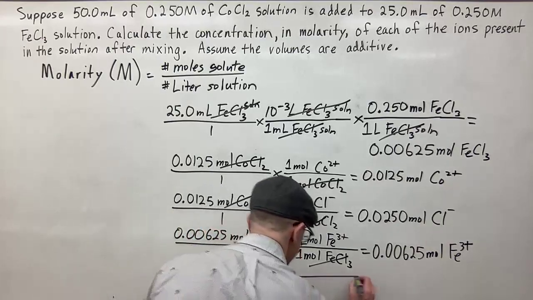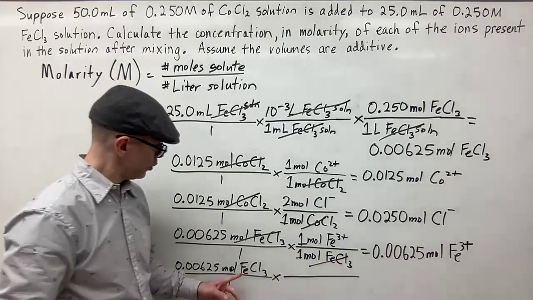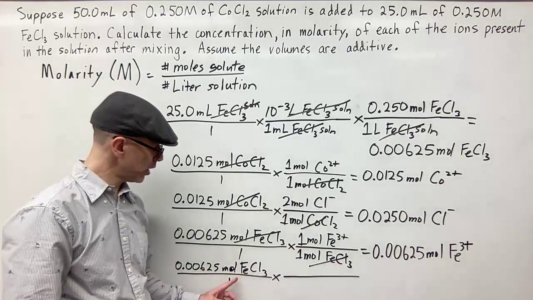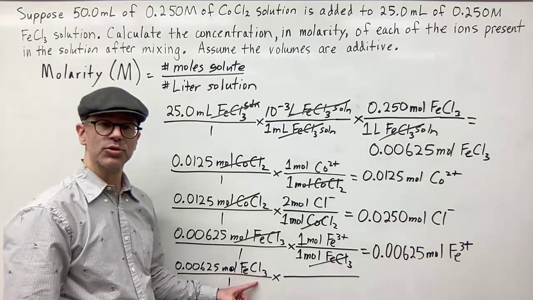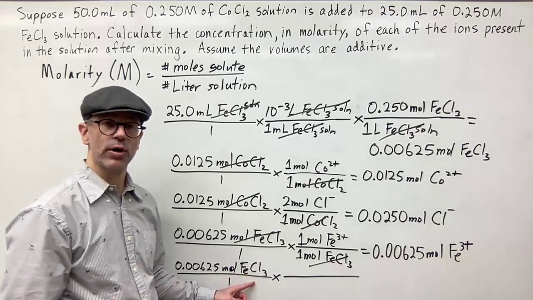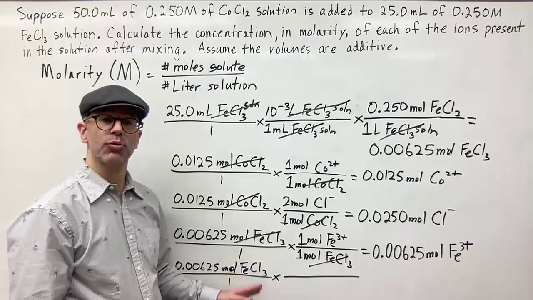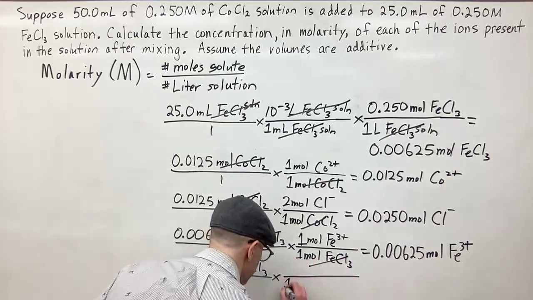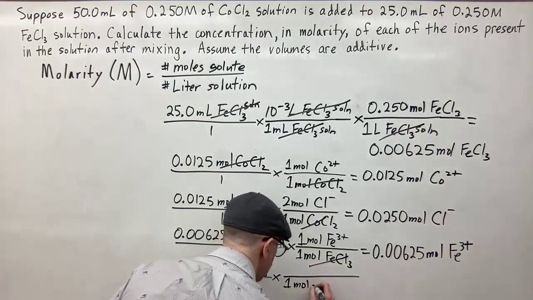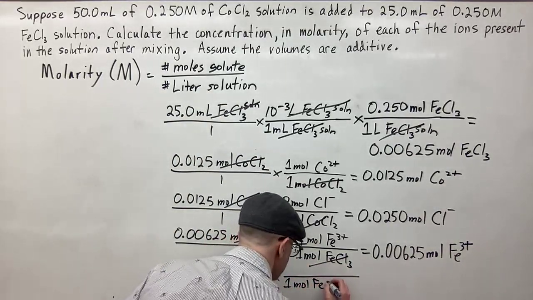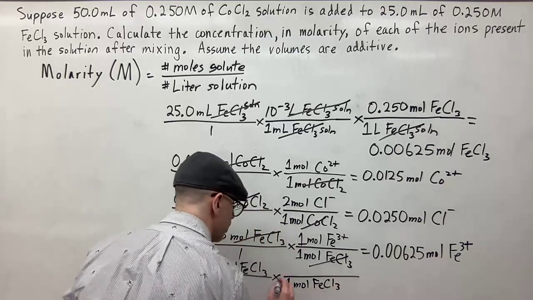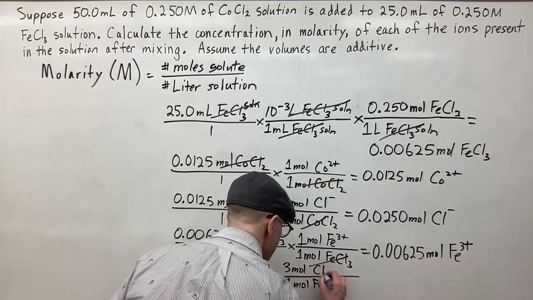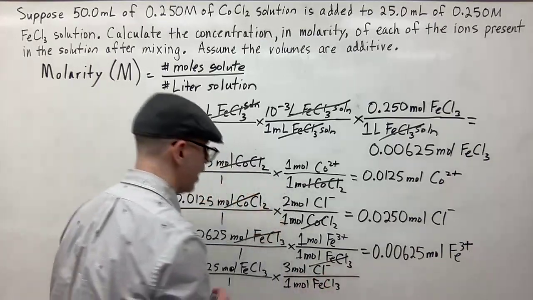And in this case, you can see that for every formula unit of the iron 3 chloride, I have 3 atoms or 3 ions of chloride ion. So it's a 1-to-3 mole ratio. So in this case, I'm going to have 1 mole of the iron 3 chloride on the bottom, and I'll have 3 moles of Cl minus on the top.